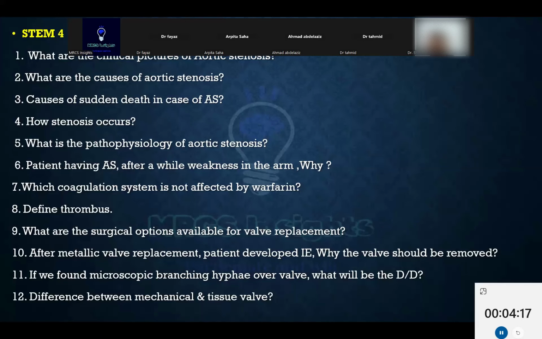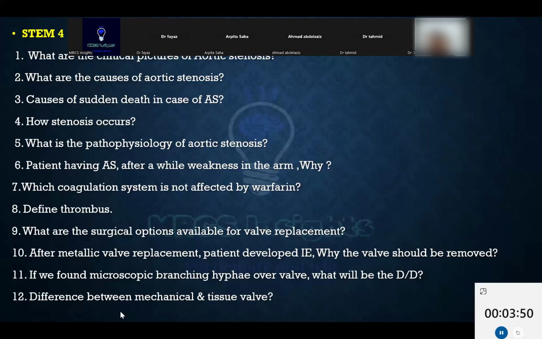Very good. And now, if we found microscopic branching hyphae over the valve, what will be the differentials? It could be a fungal infection. Okay, what are the causative agents? It could be Candida, Aspergillus, Microsporum, Trichophyton, and Epidermophyton. Very good.